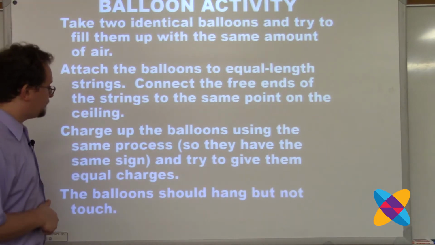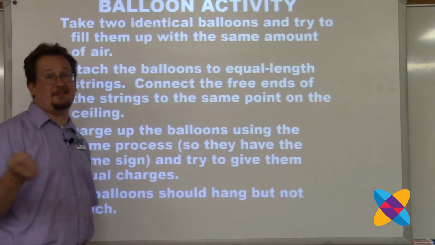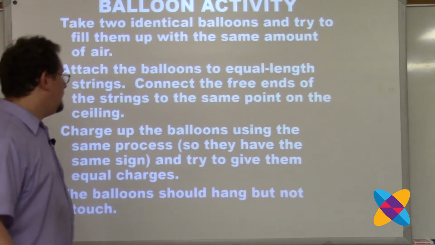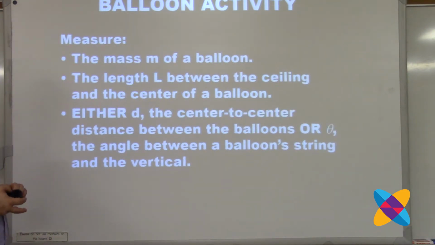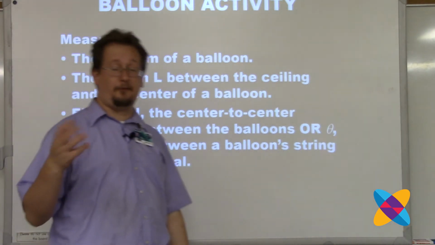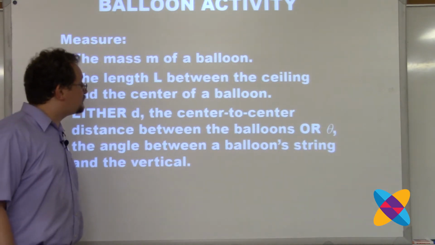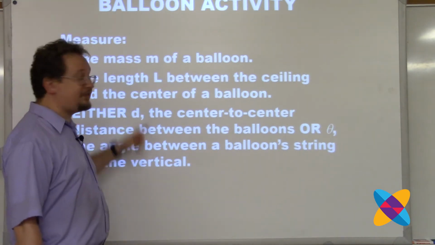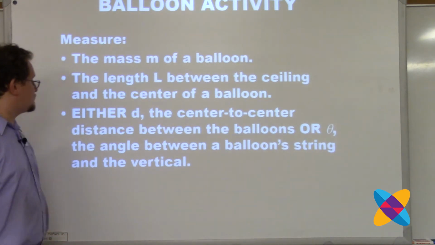We're going to charge up the balloons using some process. What I'm going to do is rub the balloons against the Van de Graaff generator while it's on. And let's try to give them equal charges too. The balloons should hang but not touch each other. And what we're going to measure, and you can measure the mass of the balloon before you blow it up, is the length L, and that's not just the length of the string, that's the length between the ceiling and the center of a balloon. Again, I would measure that before I even hung up or charged the balloons.